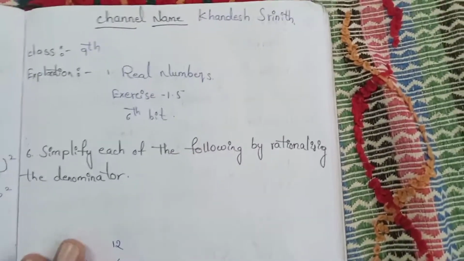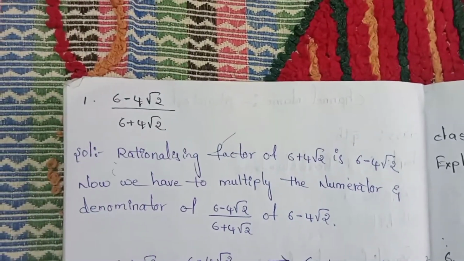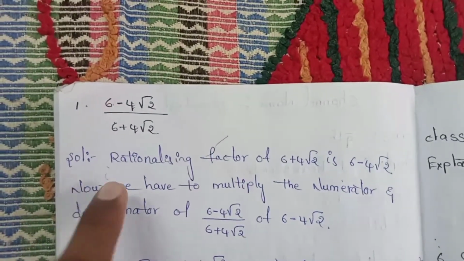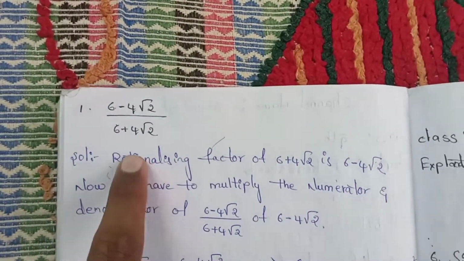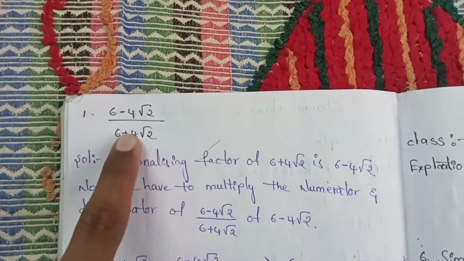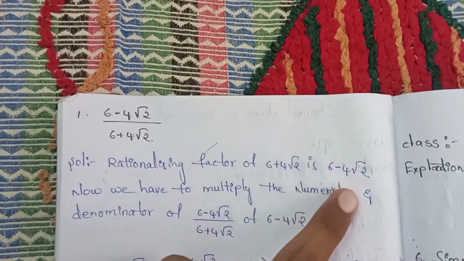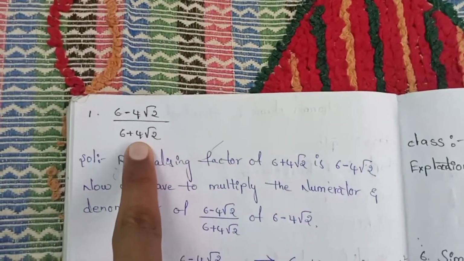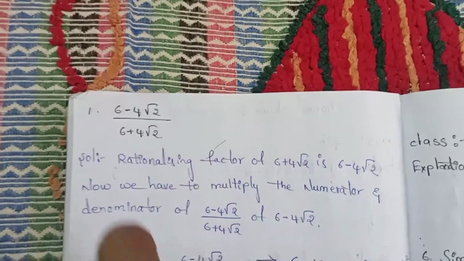See here, first question: 6 minus 4 root 2 by 6 plus 4 root 2. Upside is the numerator and downside is the denominator. Now we have to rationalize the denominator. What is the rationalizing factor of 6 plus 4 root 2? 6 minus 4 root 2, because while rationalizing the denominator, the plus sign will become minus and the minus sign will become plus.